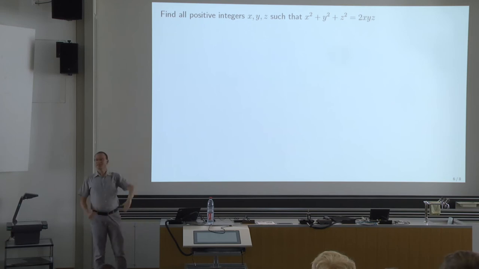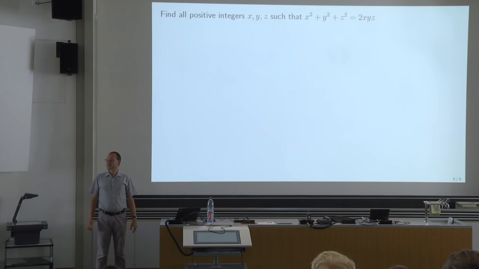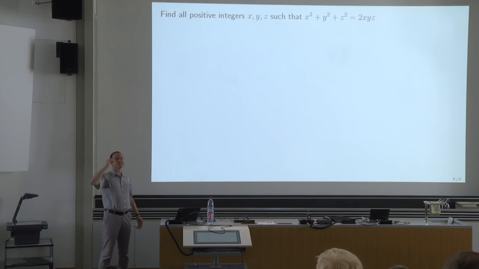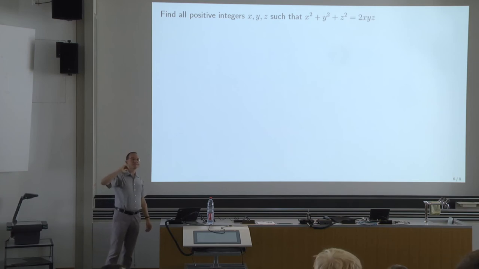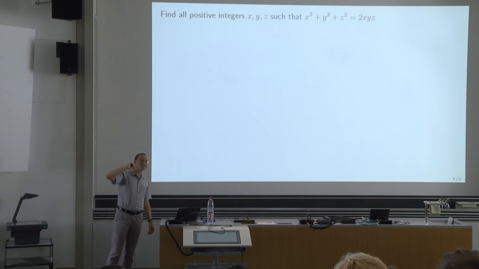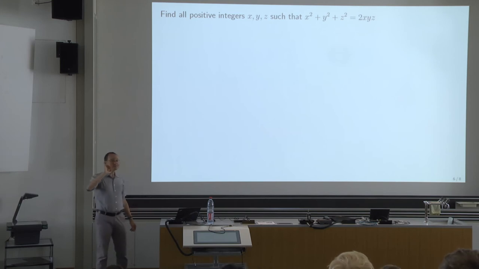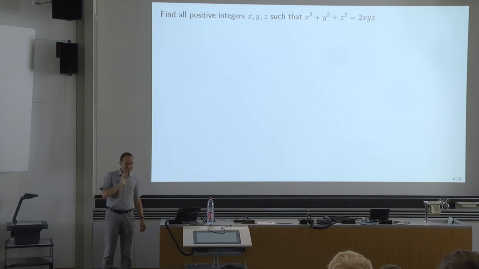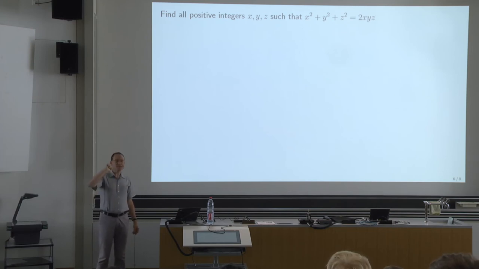What can you say? Look at that equation. What are some preliminary observations? Yes? All variables have to be even. Excellent, excellent, excellent. That will unlock the whole equation. Now, what do you want to say?